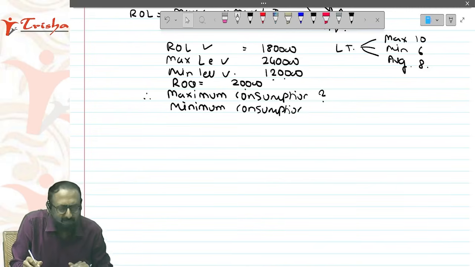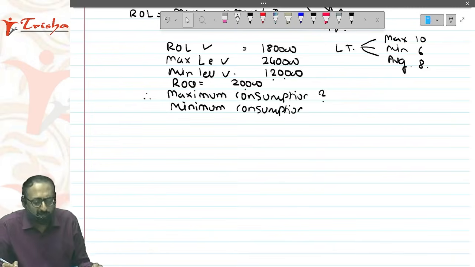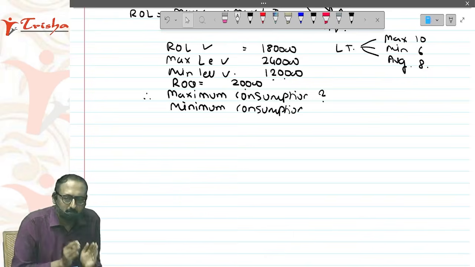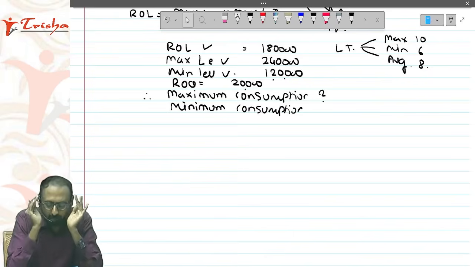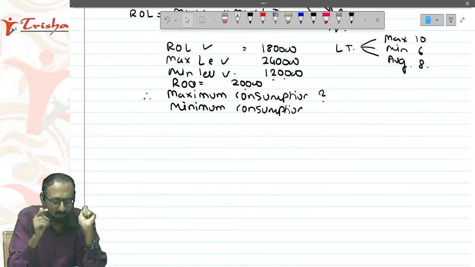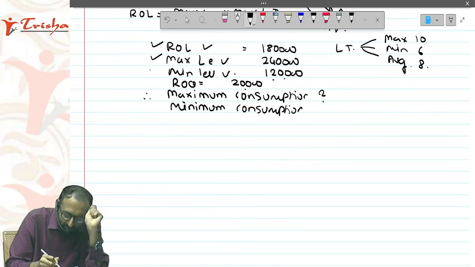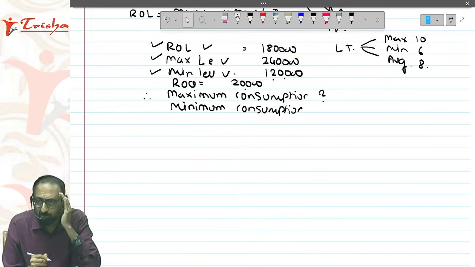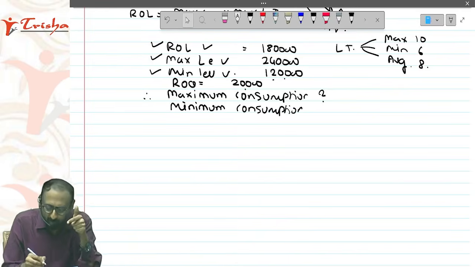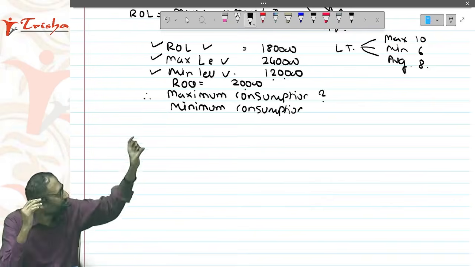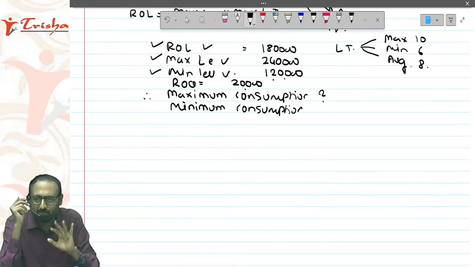Sir, fast answer. Quick, Sirji, quick. How to calculate maximum consumption? Then simply think that maximum consumption will appear in which formula, whether reorder level, maximum level or minimum level. I want to find maximum consumption, so I will think in which formula maximum consumption will cover.